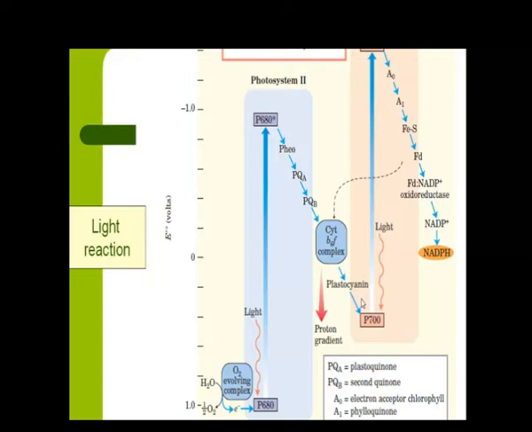So initially that process was there, and during evolution it was found that combining these two processes is more beneficial to the vascular plant. That's why today in modern vascular plants you have this non-cyclic process.